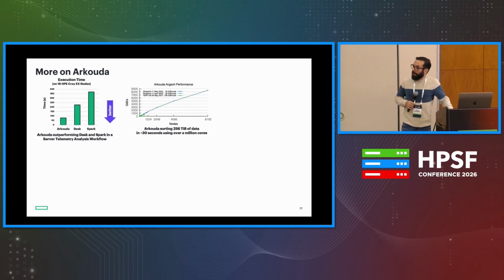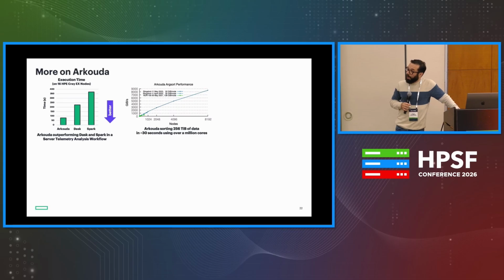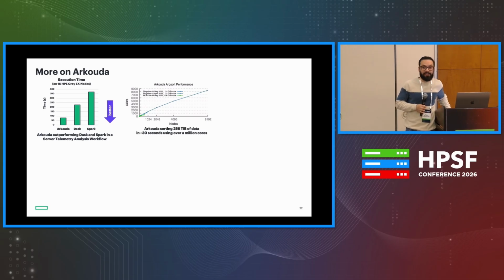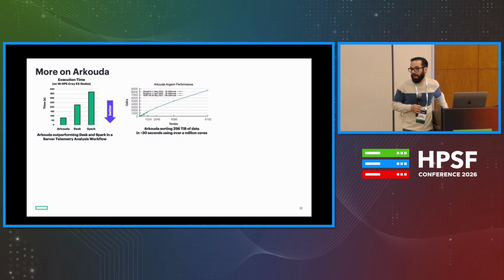So we've been doing a lot of performance analysis with Arkouda. The first plot that you see on the left is comparing Arkouda against Dask and Spark, which are comparable technologies for some server telemetry analysis workflow, and we are seeing that Arkouda outperforms them because we start with HPC performance in mind first, as opposed to things like reliability and flexibility.